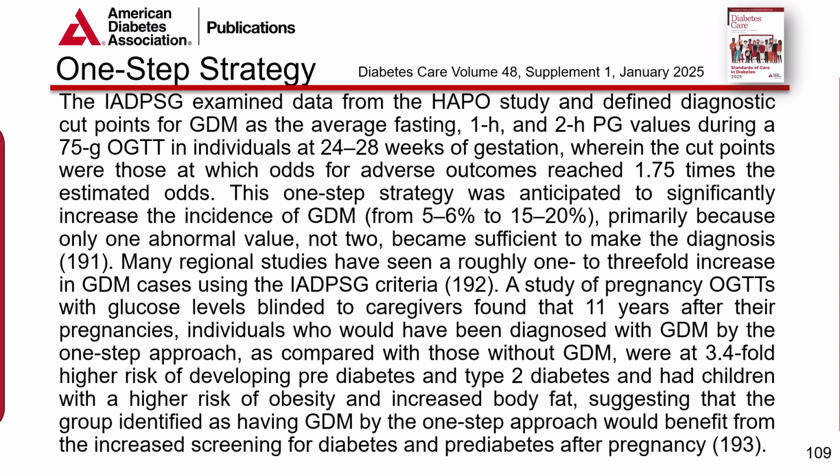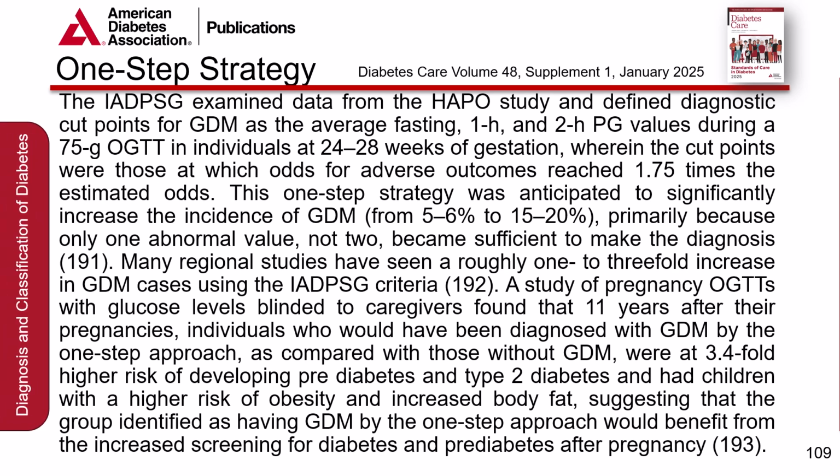One-step strategy. The International Association of Diabetes and Pregnancy Study Groups examined data from the Hyperglycemia and Adverse Pregnancy Outcome Study and defined diagnostic cut points for gestational diabetes mellitus as the average fasting, 1 hour, and 2 hours plasma glucose values during a 75 grams oral glucose tolerance test in individuals at 24 to 28 weeks of gestation, wherein the cut points were those at which odds for adverse outcomes reached 1.75 times the estimated odds.